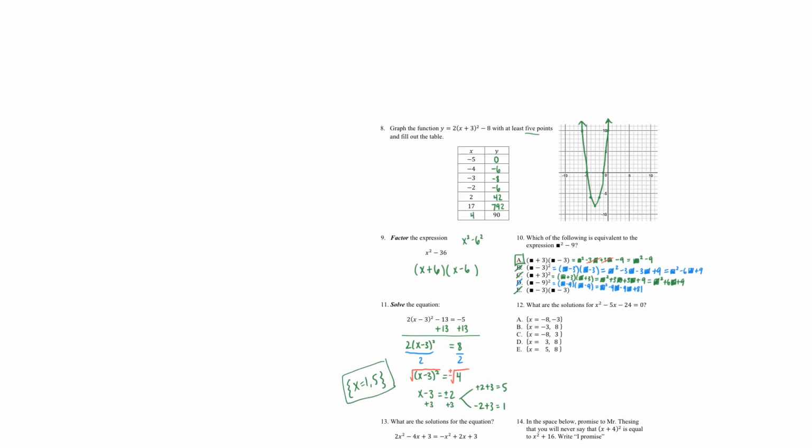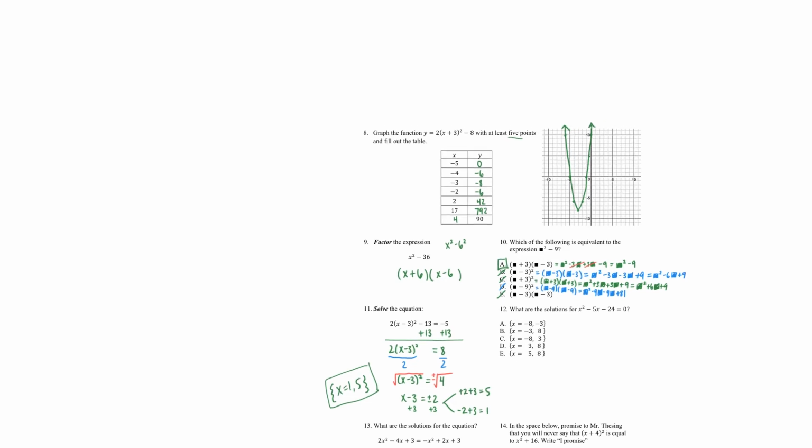And again, if you're not sure if you did it correctly, go plug it in. If you plug a 5 in for x, you'd have 5 minus 3, which is 2. If you square that, you have to do exponents before you do multiplication, right? So 2 squared is 4. 2 times 4 would give you 8. And if you had 8 minus 13, that would give you negative 5. So that works. All right, let's move on to number 12 here.